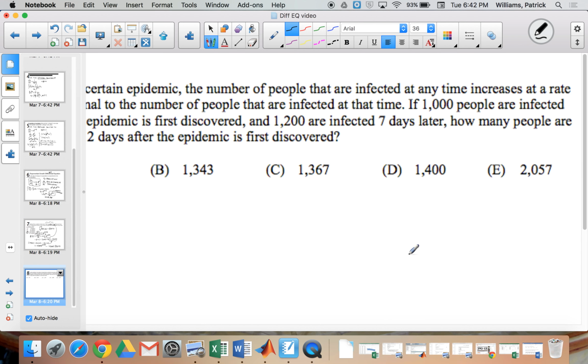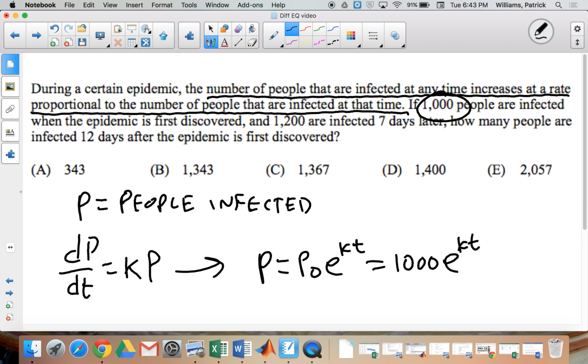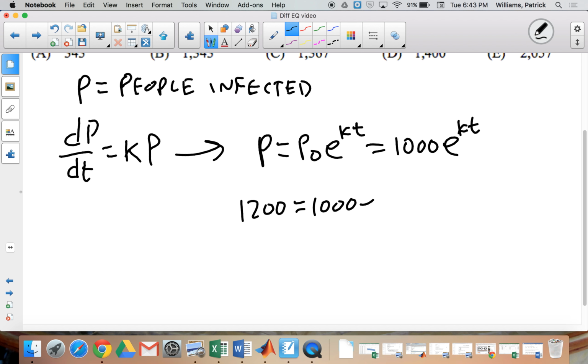So that tells us that the population at any time is going to be an initial population, which they told us is 1,000, times e to our proportionality or growth constant times t. So therefore, we know this will be 1,000 e to the kt. Now, it also tells us that after 7 days, 1,200 people are infected. So we can say that 1,200 is equal to 1,000 e to the k times 7, or we get 1.2 is equal to e to the k times 7.